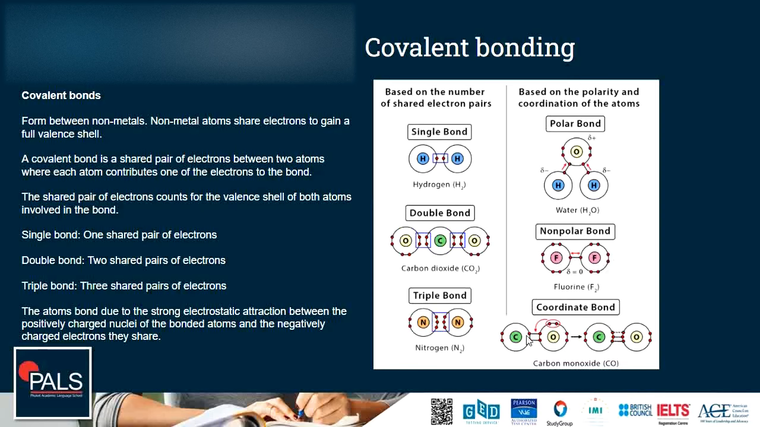And a coordinate bond is a special type of covalent bond where the two electrons that are shared come from the same atom. So usually a covalent bond, as we stated here, is a shared pair of electrons between two atoms where each atom contributes one of the two electrons shared to the bond. In a coordinate bond, both of the electrons that are shared come from the same atom, as we can see here. These two electrons come from oxygen, forming that triple bond here.